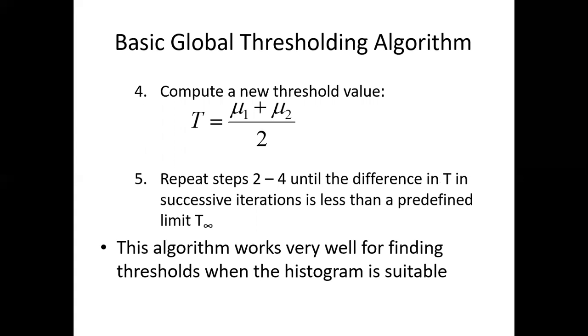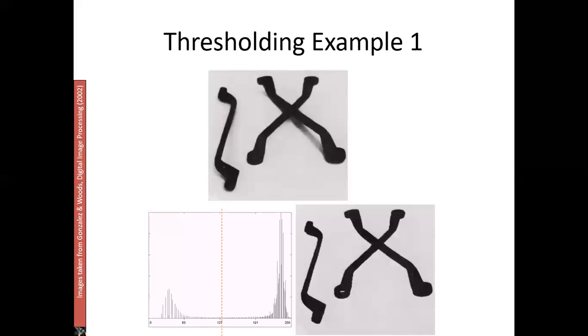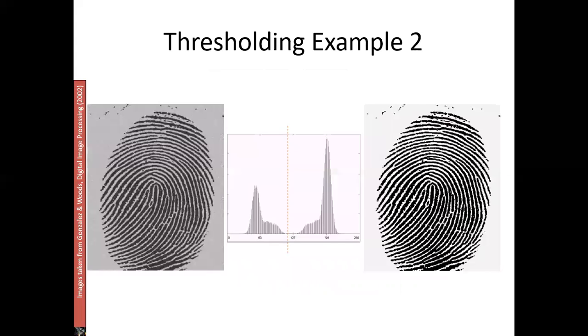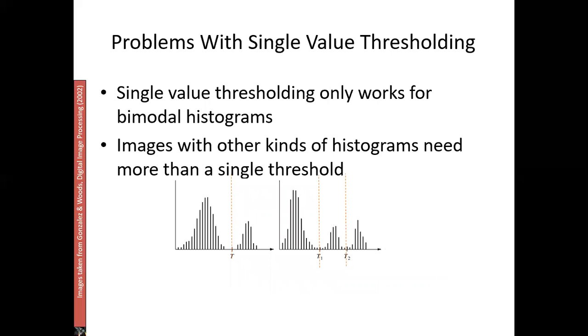This algorithm works very well for finding a threshold when the histogram is suitable. This is the threshold example. Problems with single value thresholding: it only works for bimodal histograms. Images with other kinds of histograms need more than a single threshold.